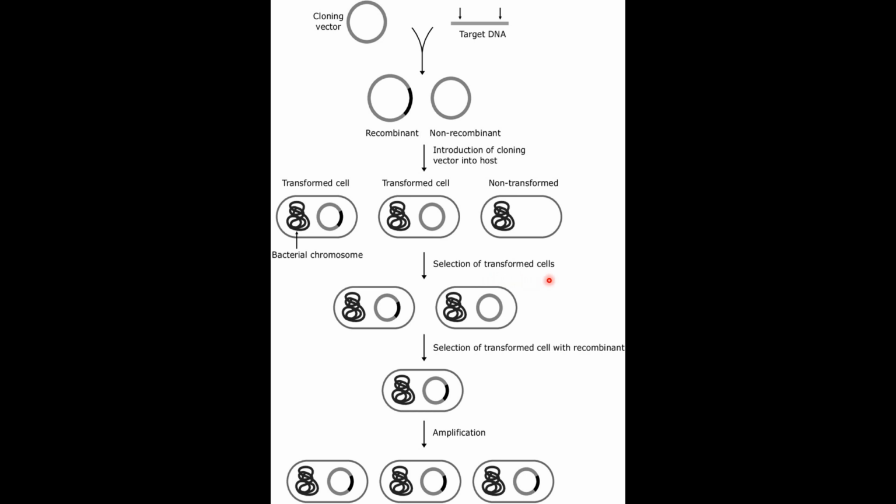Now they will be selected for the transformed cells, and it is usually done via antibiotic selection. Once the transformed cells are selected from the non-transformed cells, it is very important for us to select the transformed cells with the recombinant DNA. This process can be conducted via restriction digestion or colony PCR, and once we have the cells which only contain our target gene, it can be further amplified.